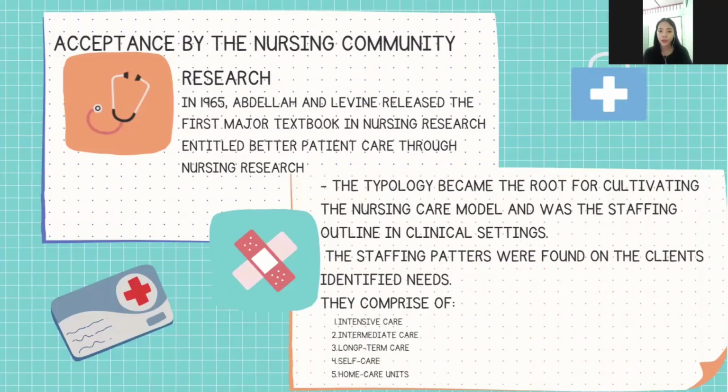Acceptance by the nursing community: research. In 1965, Abdellah and Levin released the first major textbook in nursing research, entitled Better Patient Care Through Nursing Research. The typology became the root for developing the nursing care model and was the staffing outline in the clinical setting. The staffing patterns were founded on the client's identified needs. They comprise intensive care, intermediate care, long-term care, self-care, and home care units.